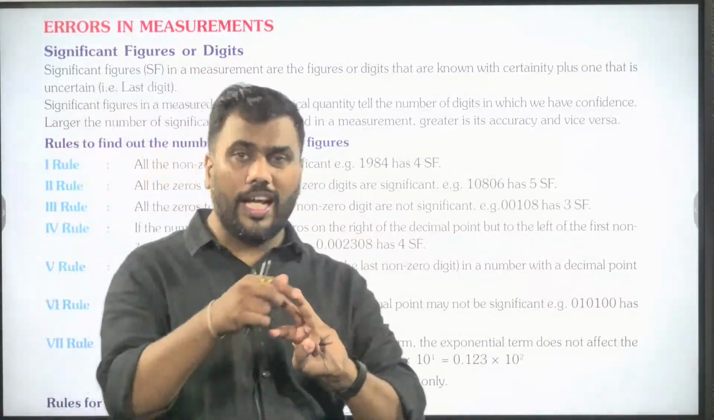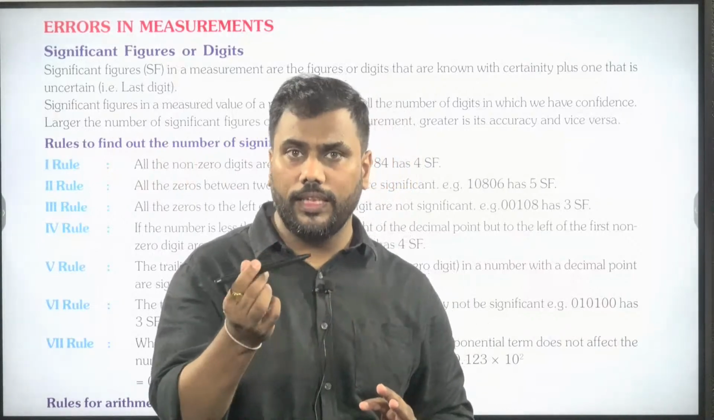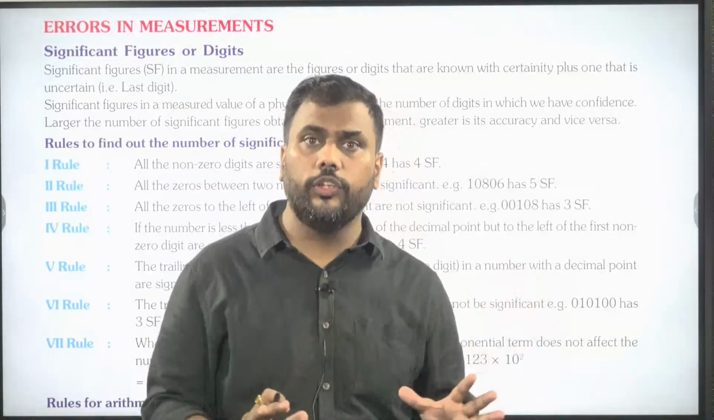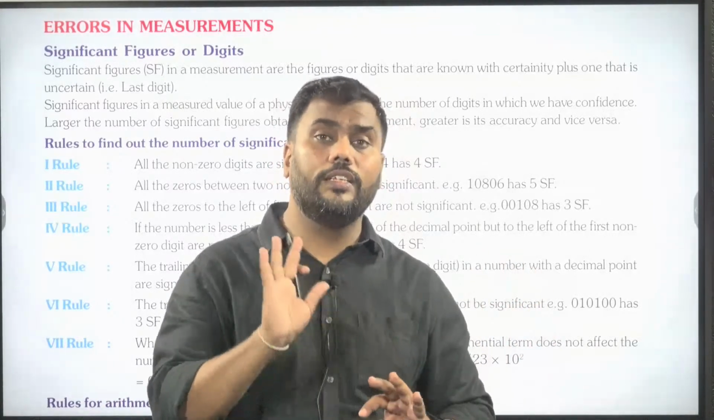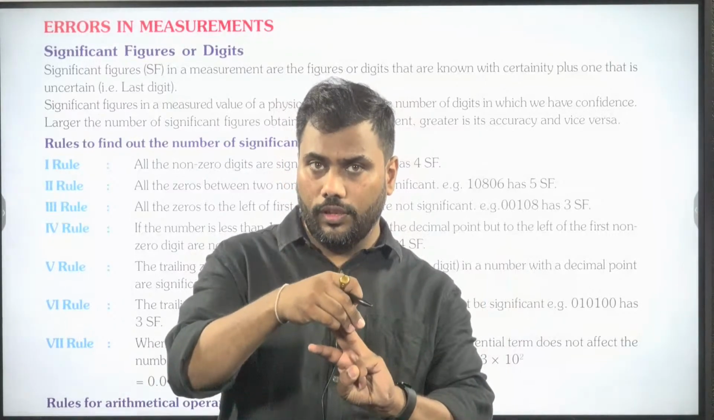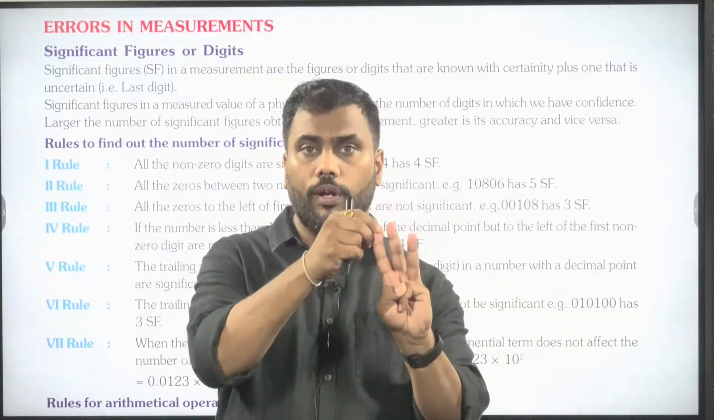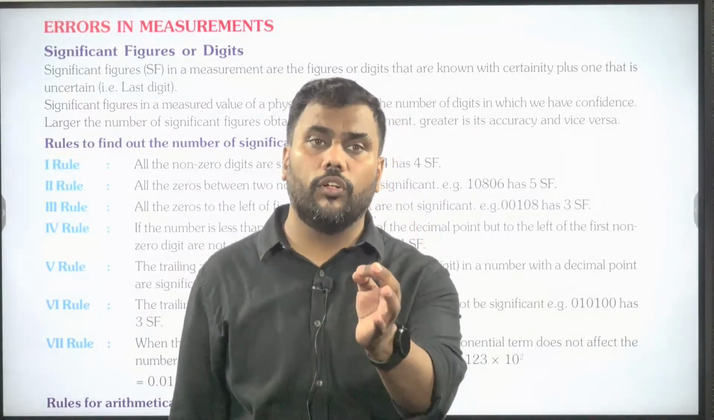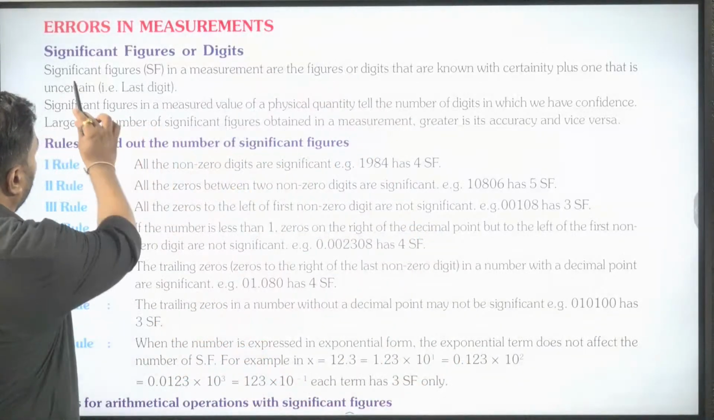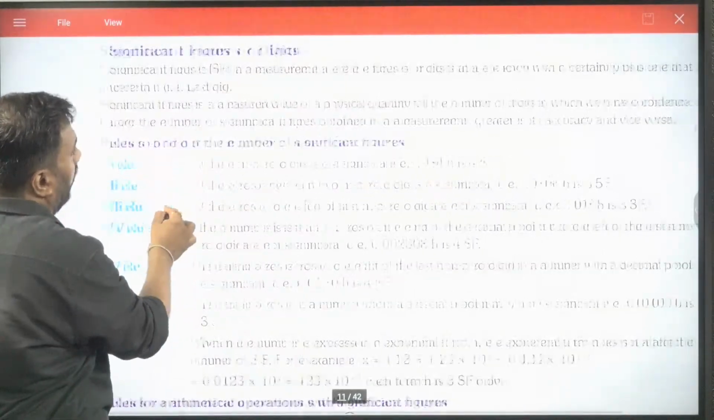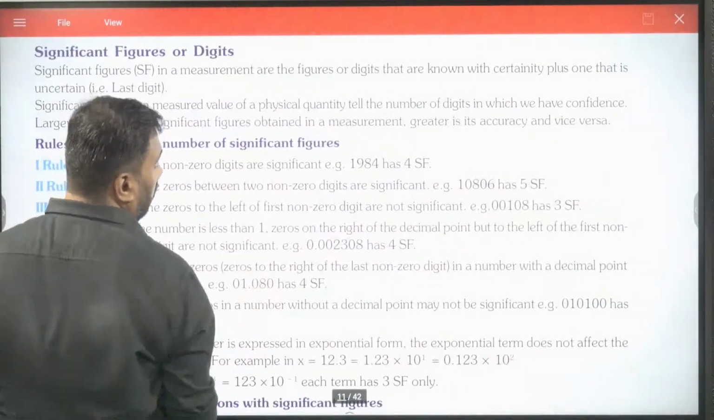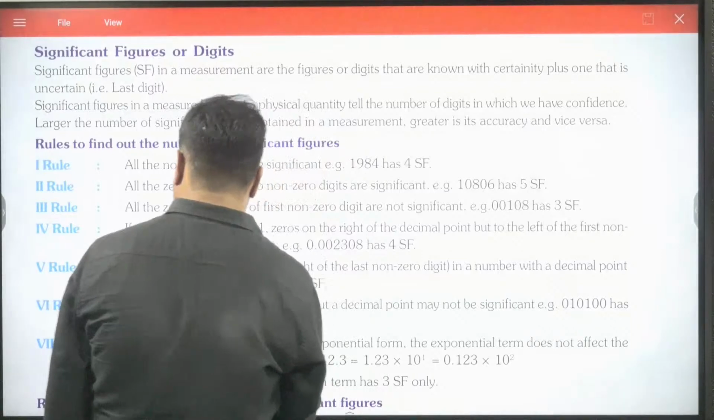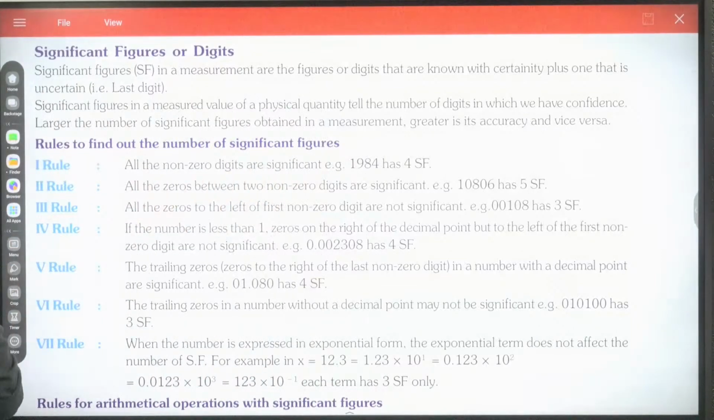In this 14.2, the last digit may be uncertain, because whenever we are measuring something, errors are bound to happen. So the last digit is always uncertain. The total number of digits which we are certain about, plus the last digit for which we are uncertain, is called significant digits. Significant digits in a measurement are the numbers which you are getting by measurement.